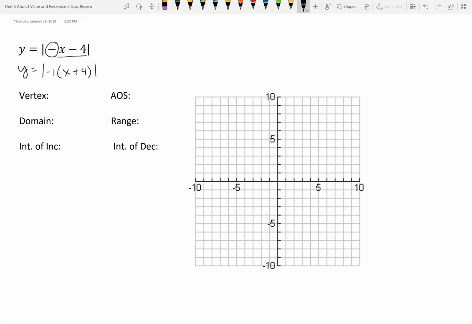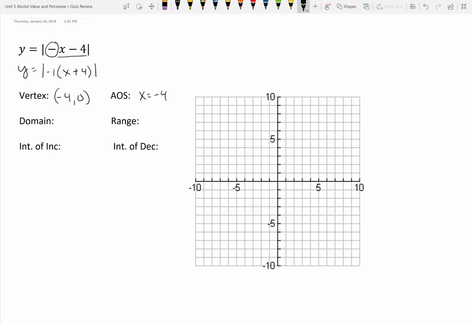And now I can locate my vertex, which in this case is at -4, 0. Note that if I hadn't factored out the -1, I would have gotten my vertex in the wrong place. I would have said it was at +4, 0, and that would have been incorrect. My axis of symmetry is at x equals h, which in this case is -4.